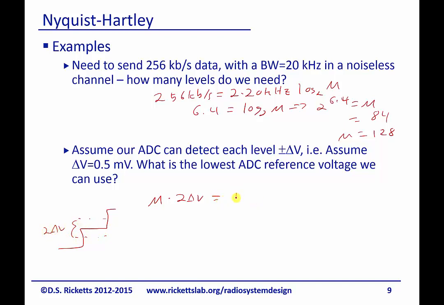And so we're just going to take 128 times 1 millivolt, and we end up with 128 millivolts is our reference voltage that the ADC can use. It's the minimum. We could actually use a much higher one. That's just the minimum that we would use. Okay, so we can see how resolution fits into our choice of M and our receiver. If we only had a 100 millivolt supply, for instance, we couldn't resolve all 128 levels that we needed in the 7 bits.